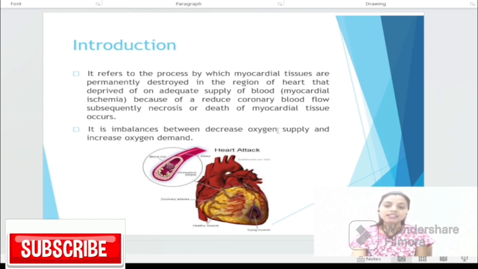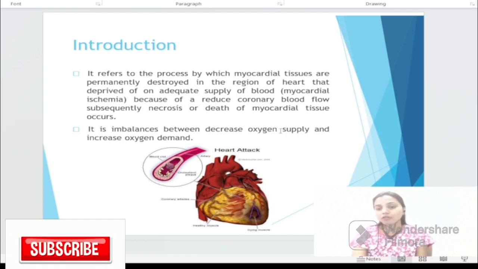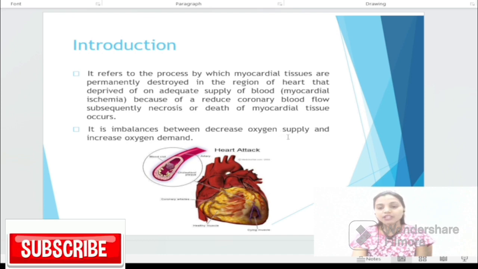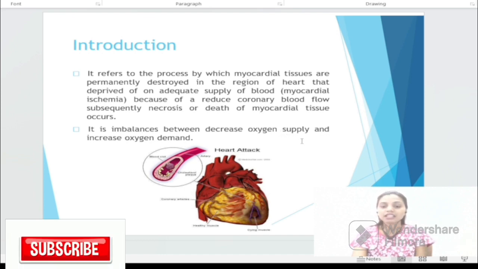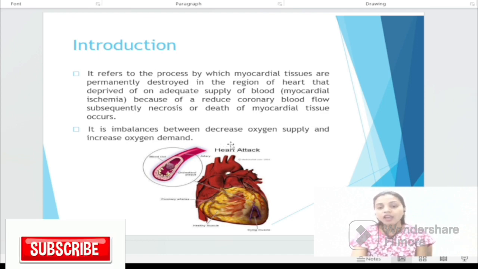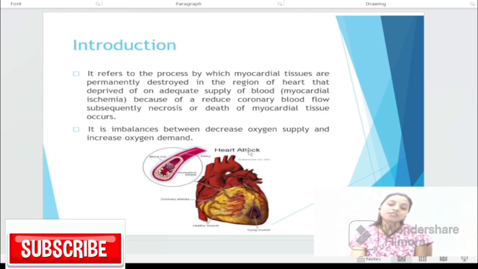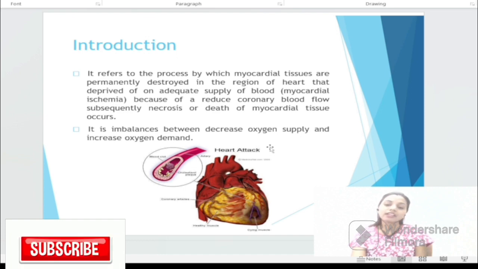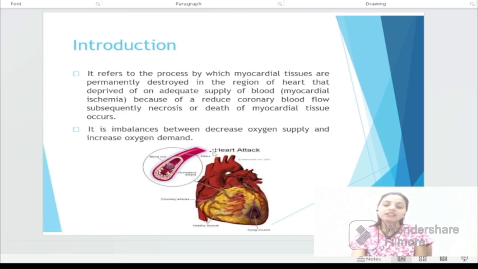And the myocardial cells start anaerobic respiration. Anaerobic respiration is respiration that starts in the absence of oxygen. So in the absence of oxygen, lactic acid forms, and this lactic acid causes the pain. So the patient feels severe pain. Okay. So this is all about the introduction of myocardial infarction.